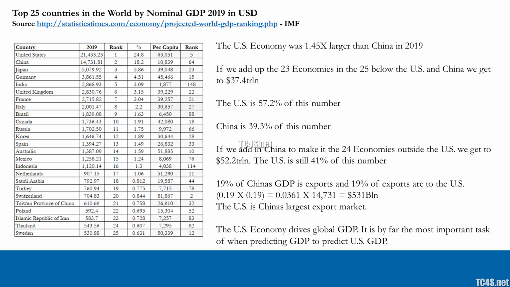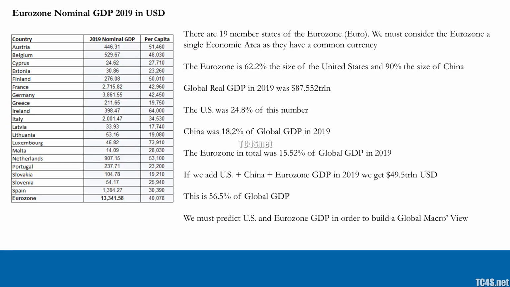Now, we can also look at the Eurozone in 2019. So there's 19 member states of the Eurozone. And we have to consider the Eurozone a single economic area because they have a common currency. Okay. When we look at the Eurozone in its entirety, the Eurozone is 62.2% the size of the United States and 90% the size of China.